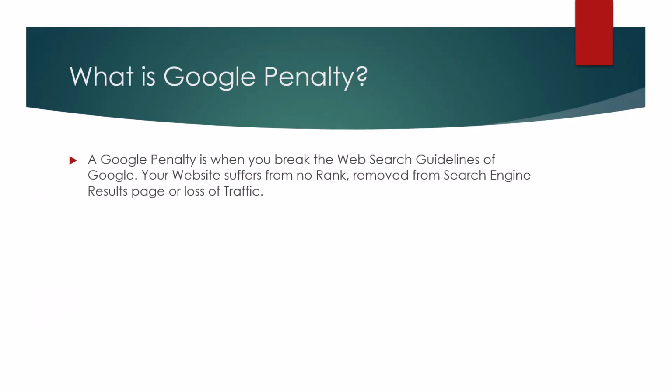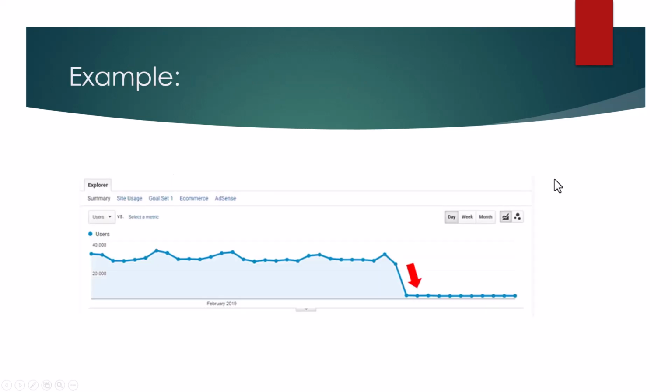What is a Google penalty? A Google penalty is when you break the web search guidelines of Google. Your website suffers from no rank or getting removed from the search engine results page, or a huge loss of traffic. For example, this one. As you can see, the website was going good, getting about 40,000 users, and then somehow it went down to around 100 per day.